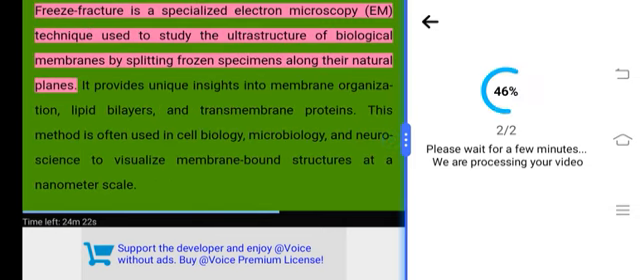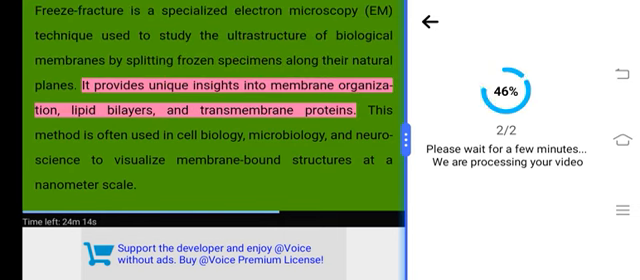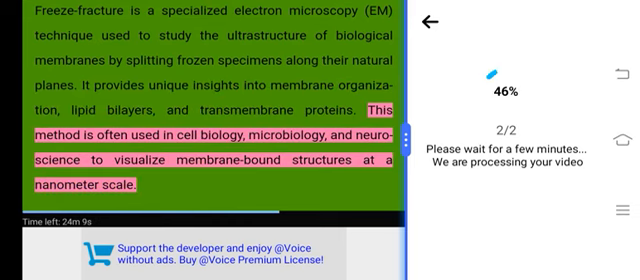Freeze fracture is a specialized electron microscopy technique used to study the ultrastructure of biological membranes by splitting frozen specimens along their natural planes. It provides unique insights into membrane organization, lipid bilayers, and transmembrane proteins. This method is often used in cell biology, microbiology, and neuroscience to visualize membrane-bound structures at a nanometer scale.